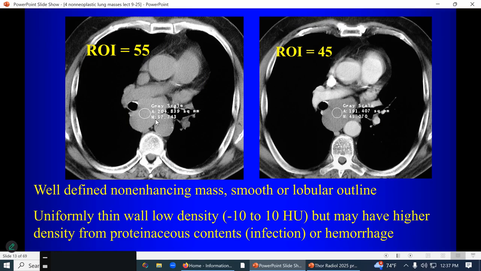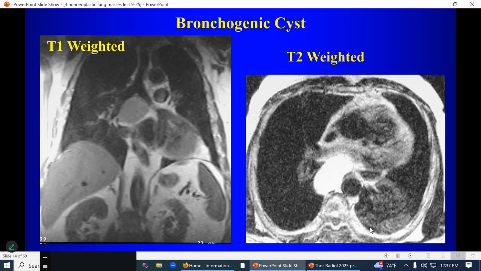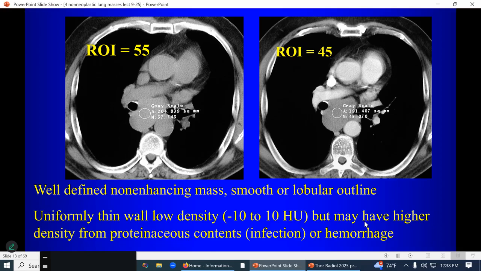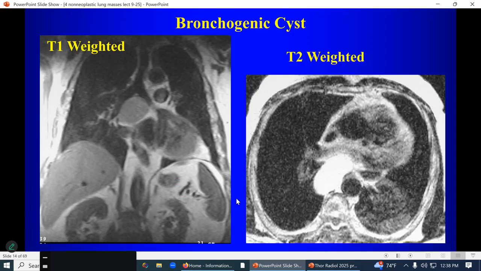And bronchogenic cysts can be high in attenuation on non-contrast CT, but there should not be any enhancement with bronchogenic cysts. Right? So pre and post contrast, really not much enhancement there. Even on MR, they can be higher than fluid on T1 because of proteinaceous contents, but on T2 weighted imaging, it will be very bright, like you see here. So because of the fluid characteristics, it will be very bright on T2 weighted images.